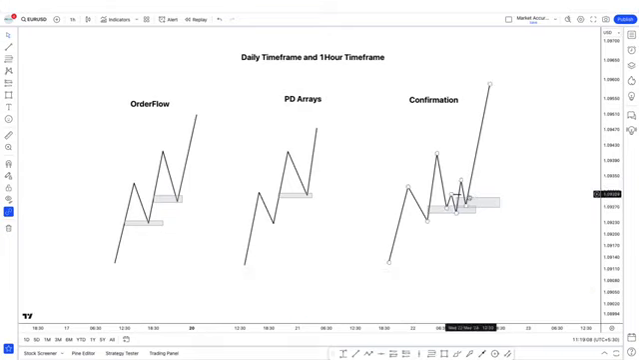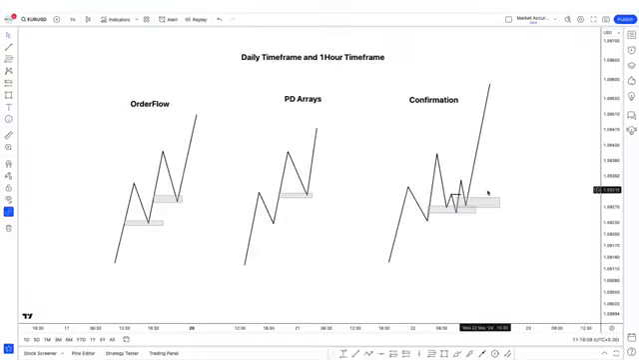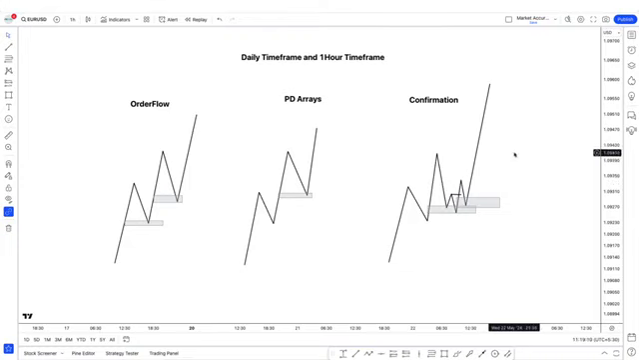You don't have to confuse yourself with all the other concepts that are out there, like turtle soup or fair value gap and all. Just do this. Number 1, you are trading with the trend. Number 2, you're trading inside the discount zones. Then you're looking for a confirmation entry, which is literally a complete trading model. And you will know that when I give you examples. But this works absolutely well.